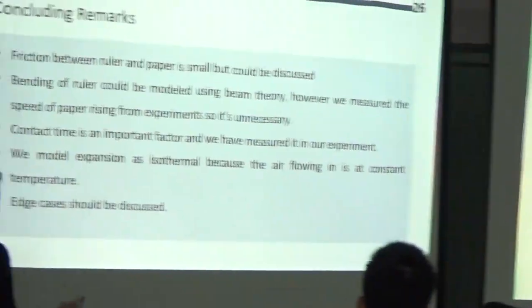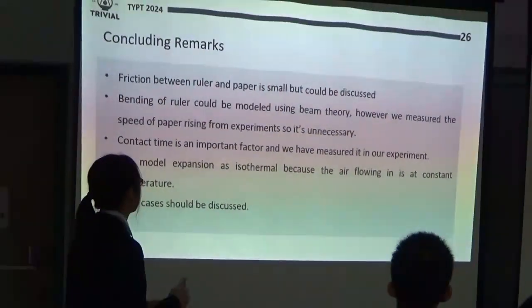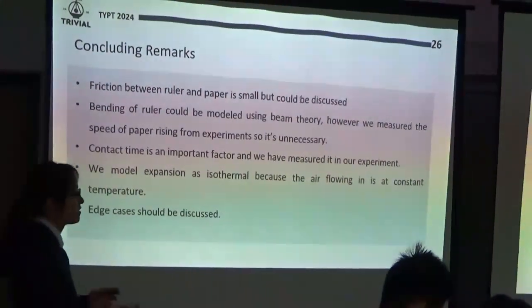So for our concluding remarks, first, the friction between the ruler and the paper is small, but we should have discussed it in our report. And the bending of the ruler could be modeled using beam theory, but however, we measured the speed of paper rising from experiments, so we think that isn't that necessary.